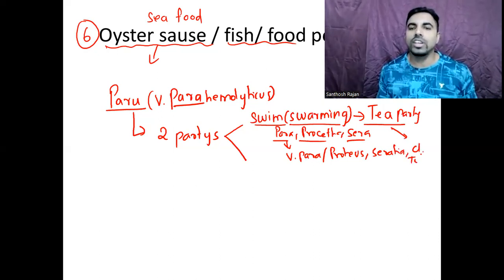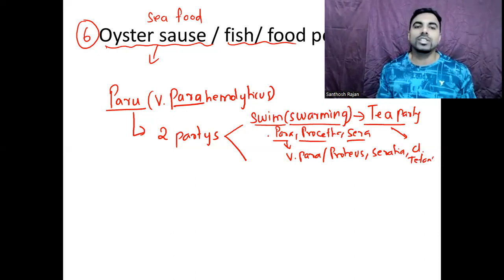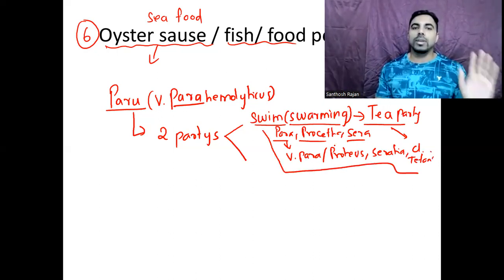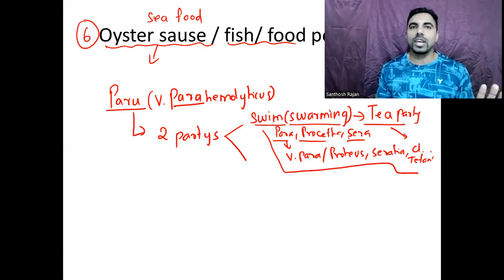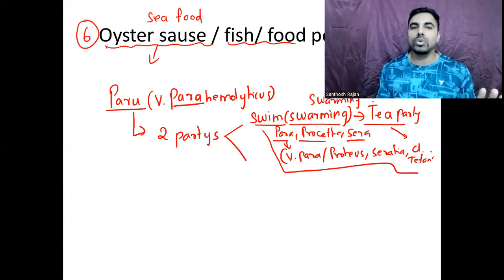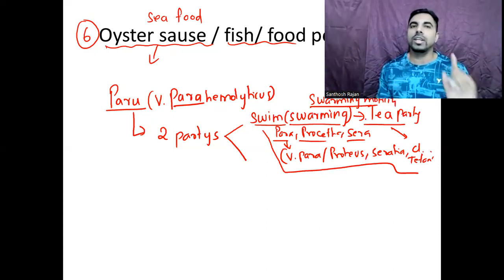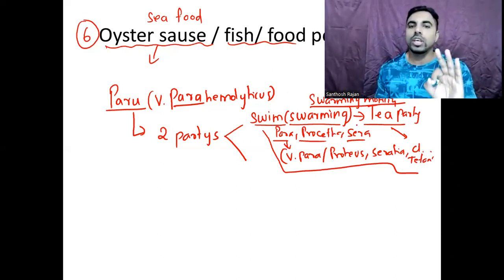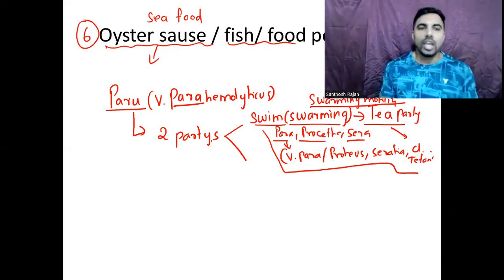I don't need any mnemonic. I just made this girl Paru popular, and then everything is in my mind. Paru's girlfriends Prochita and Sarah are having a tea party in the swimming pool. So these all have swarming motility, one property is swarming motility. Now you'll never mix up the swarming party. Who has it? Three girls: Vibrio parahaemolyticus, Prochita as Proteus, Sarah as Serratia. Done.